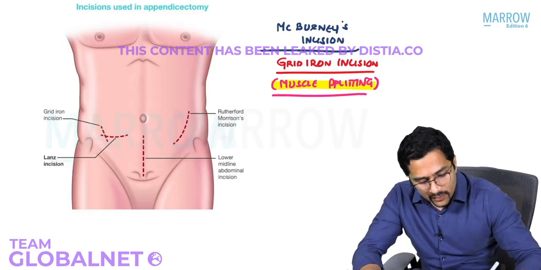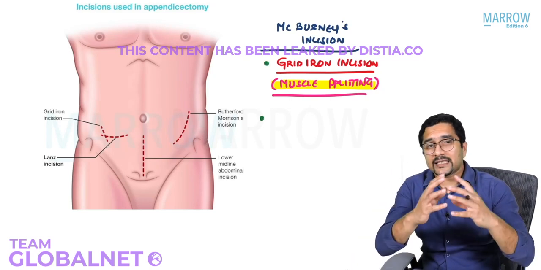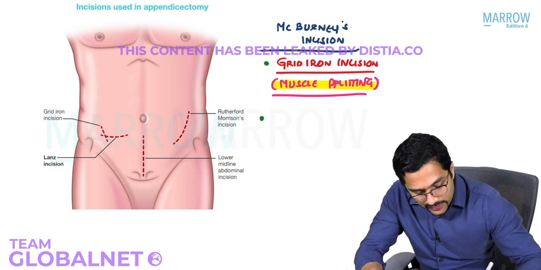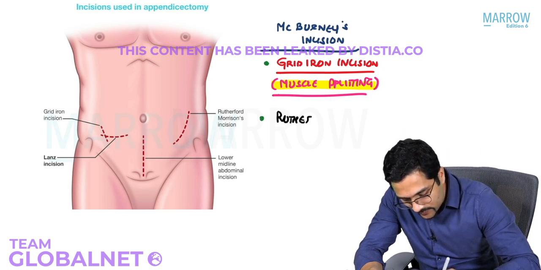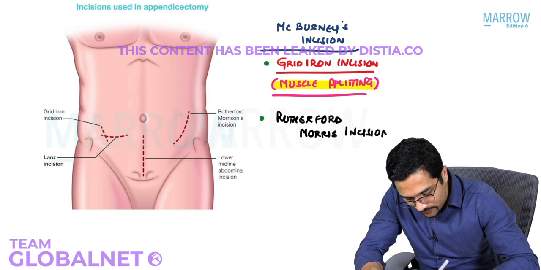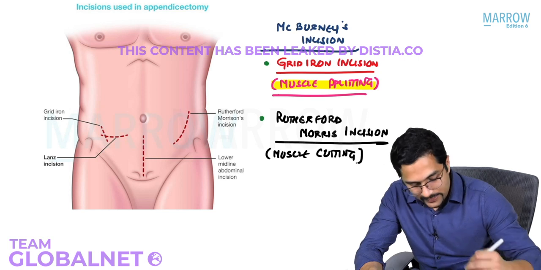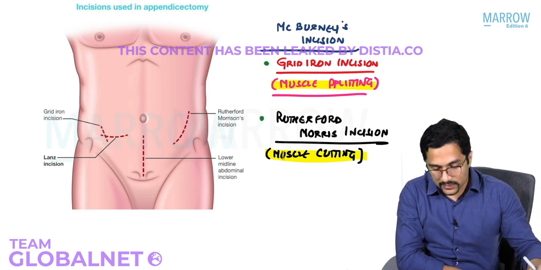Now, sometimes when you're doing a grid iron incision, there is less space available, the area is restricted. So if you cut the muscle, then it becomes a Rutherford-Morris incision. Rutherford-Morris incision is a muscle cutting incision, which gives you more access or more space to carry out the surgery.